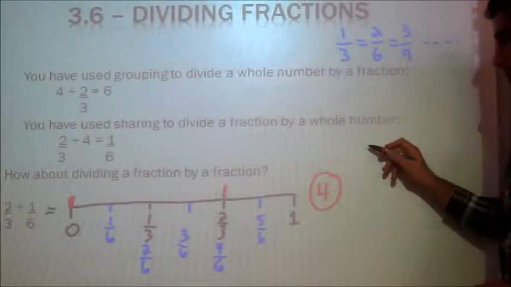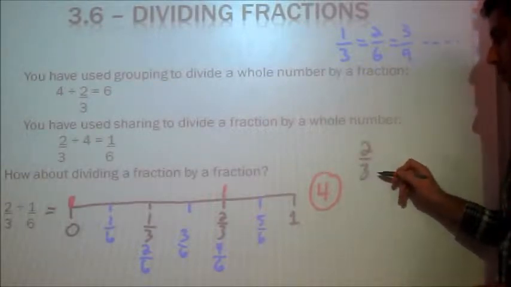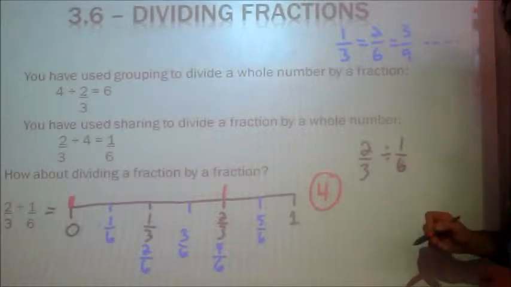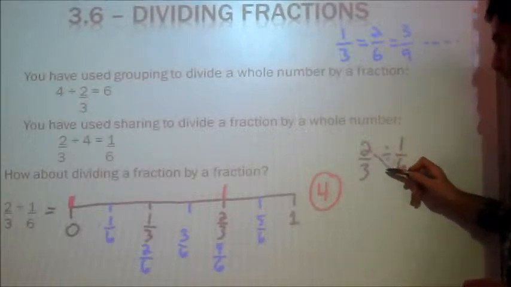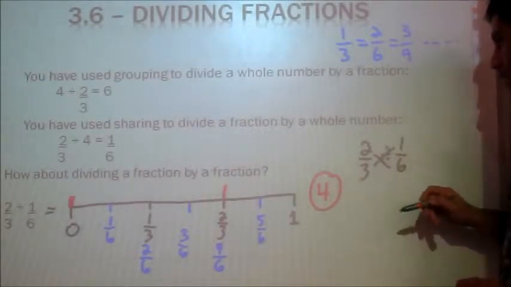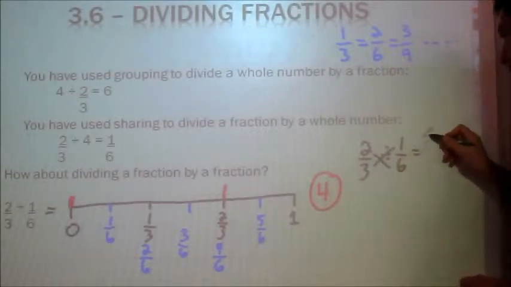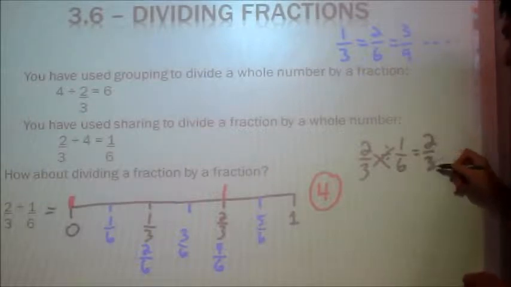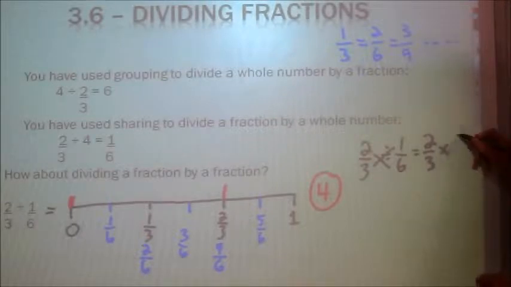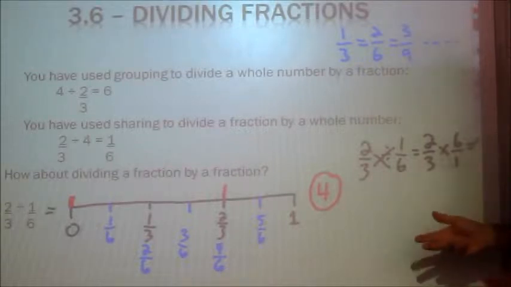Now we can solve that same problem, 2/3 divided by 1/6, using cross multiplication. That is, multiplying across. In order to do that, we're going to use the first fraction and multiply it by the reciprocal of the second fraction, which would be 6/1. And then we can multiply straight across and simplify.